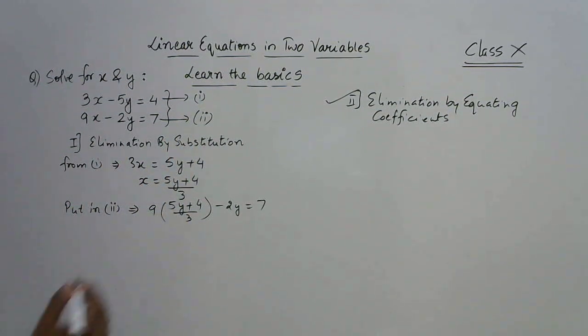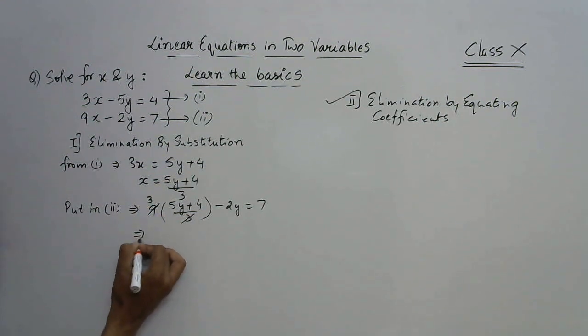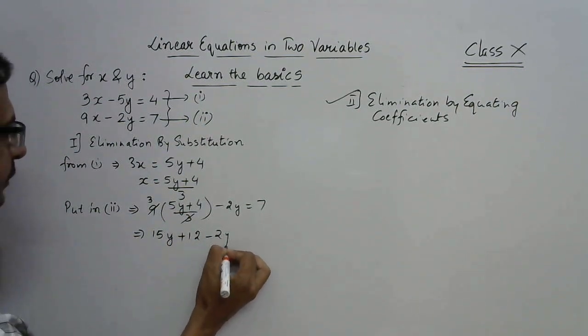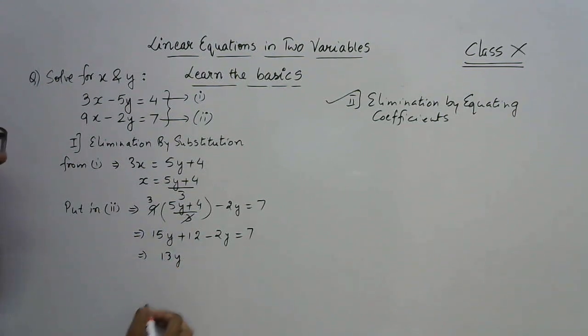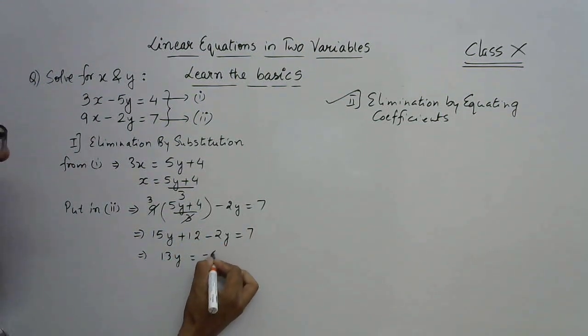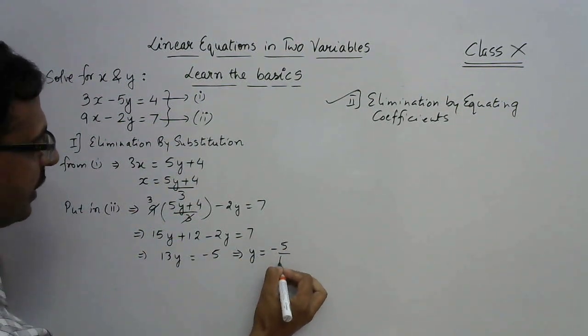Now we can find the value of variable y very easily. So the 3 cancels 3 times. If you open the brackets, this will be like this, and hence we have 13y equal to minus 12 plus 7, that is minus 5, thereby giving you the value of y as minus 5 by 13.